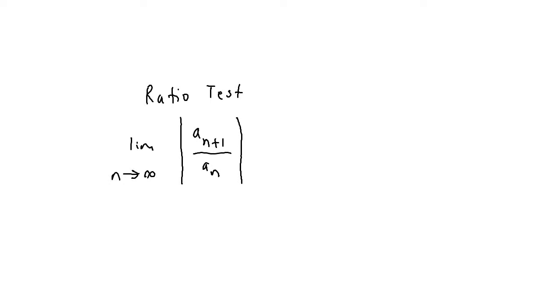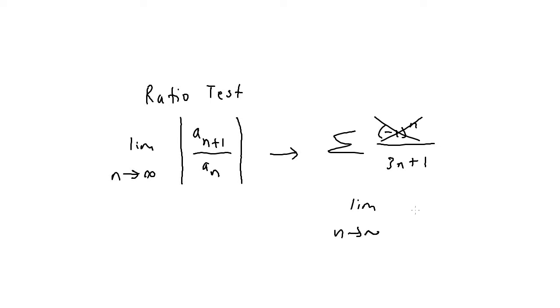And what that absolute value basically means is you're just going to take away the alternator. So if you do have an alternator, like let's say you have the series of negative 1 to the n over 3n plus 1, basically what the absolute value means is you're going to take away the alternator, so don't even worry about that, and set the limit to whatever's left. So the limit as n approaches infinity of 1 over 3n plus 1.